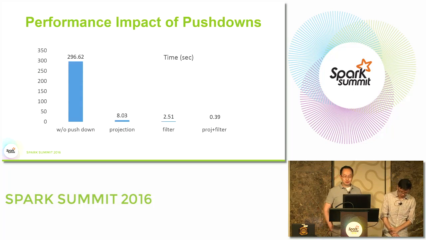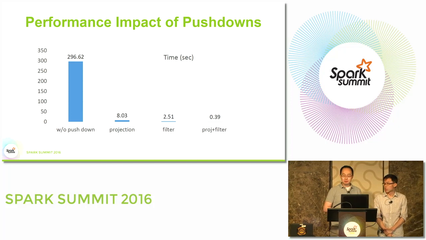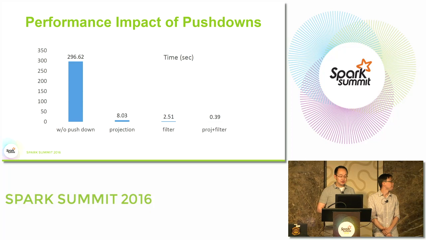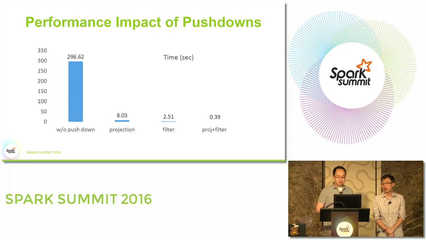So this is the performance impact of pushdown. As we can see, if we don't push down the computation, the data transfer time and the loading time for 8 gig data is around 300 seconds. Then we can apply this pushdown. We can apply projection and filtering separately, or we can combine them and push them down together. Then the loading time is dramatically reduced because the amount of data that needs to be moved is reduced dramatically.